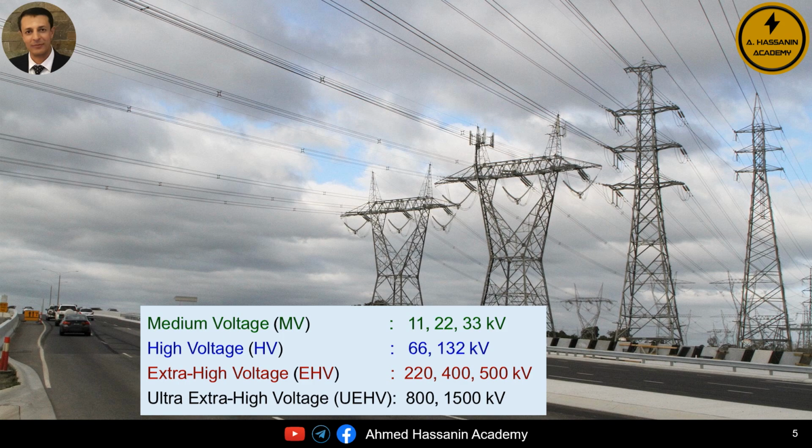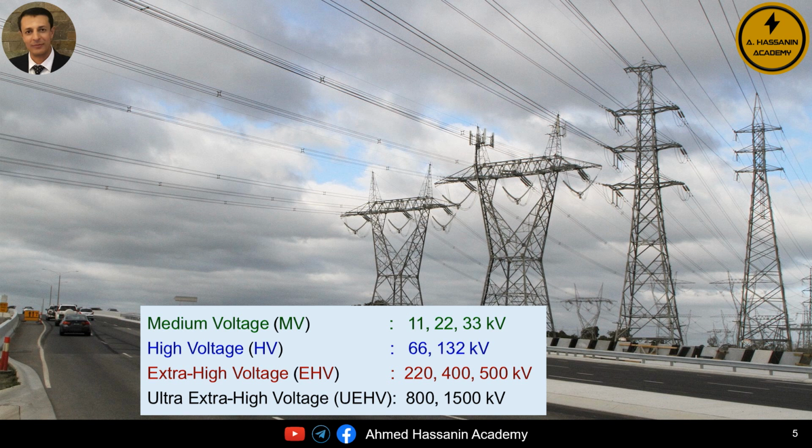It is also important to note that there are transmission lines with voltages higher than the extra high voltage range. These lines operate at voltage levels such as 800 kilovolts and 1500 kilovolts and are referred to as ultra-high voltage transmission lines. These ultra-high voltage lines exist in certain countries such as Japan and Russia.